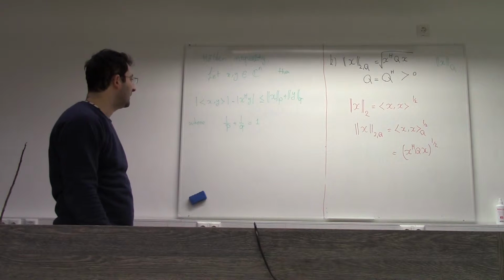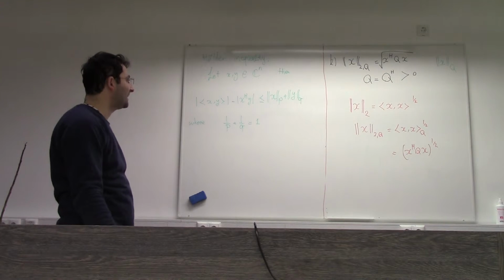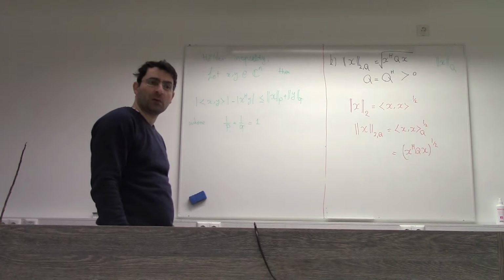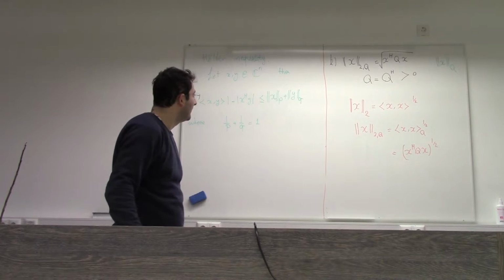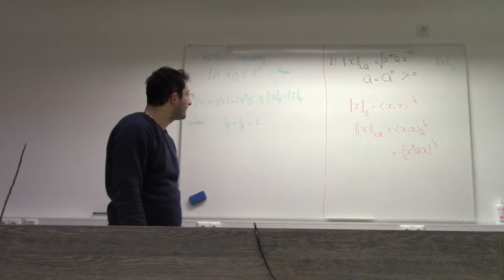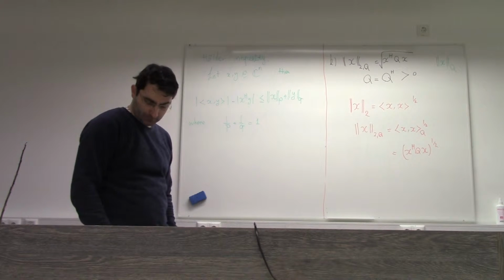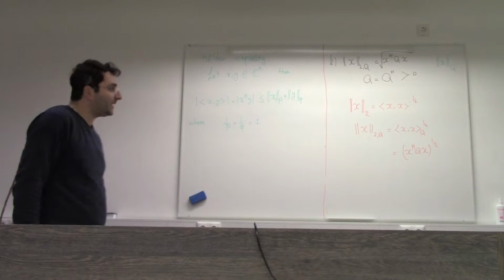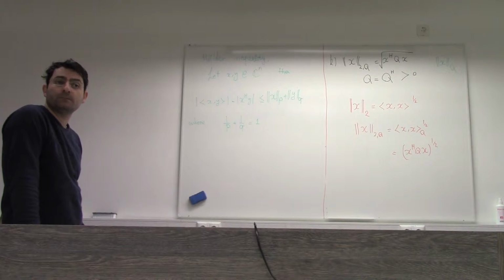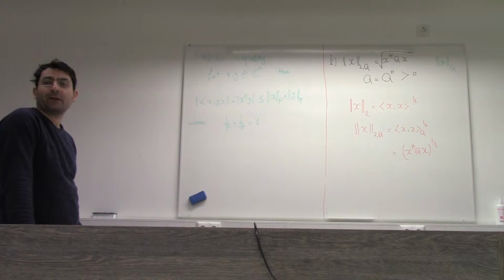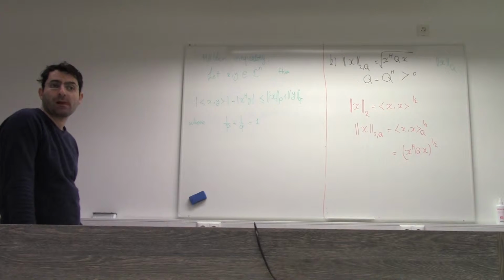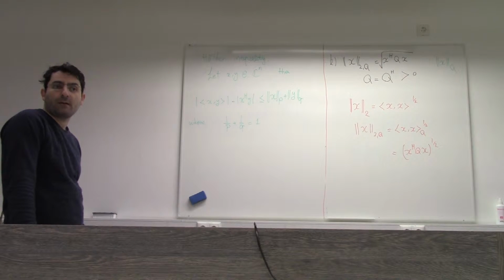The inner product of x and y is always less than the norm of x times the norm of y. In case of p equal to q equal to 2, we have the triangle inequality.